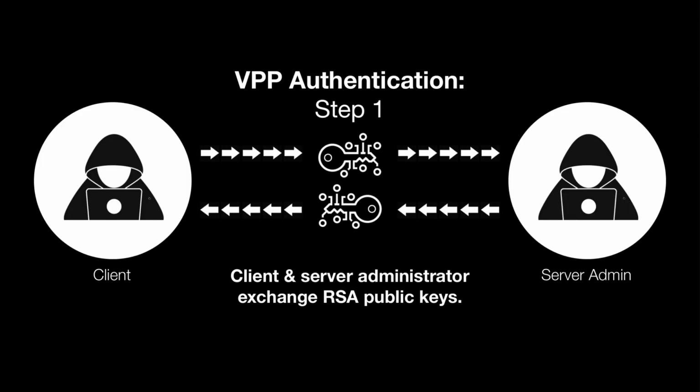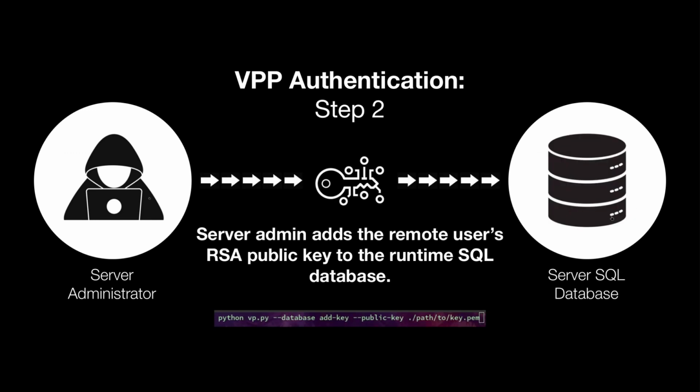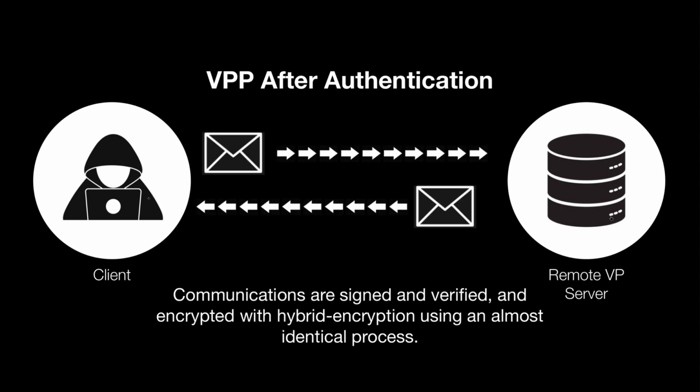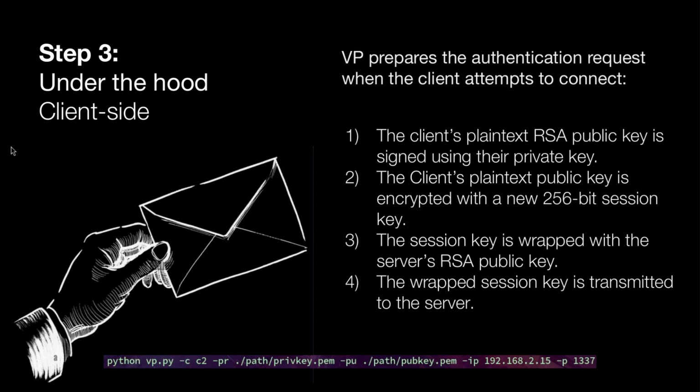Before creating a VPP encrypted connection, users need to exchange RSA public keys. Using the command at the bottom of the screen, the server admin registers the remote client's RSA public key in the runtime SQL database, and the client connects to the server. After authentication, further communications are encrypted with VPP. Under the hood, authentication is a little bit more complicated.